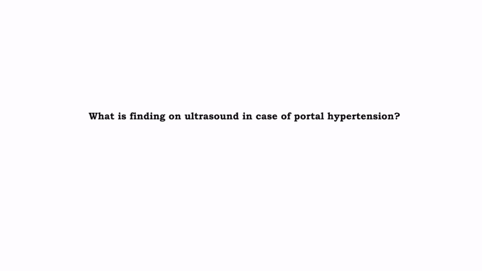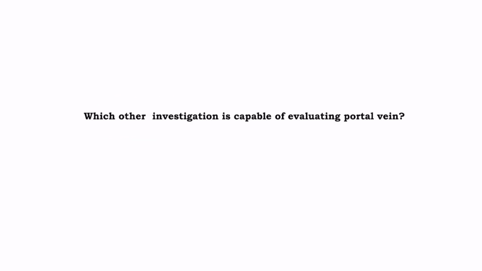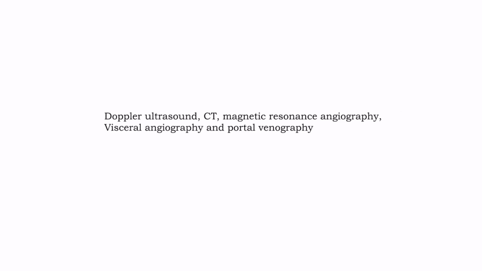What is finding on ultrasound in case of portal hypertension? A large portal vein on ultrasound suggests portal hypertension. Which other investigation is capable of evaluating portal vein? Doppler ultrasound, CT, magnetic resonance angiography, visceral angiography and portal venography.